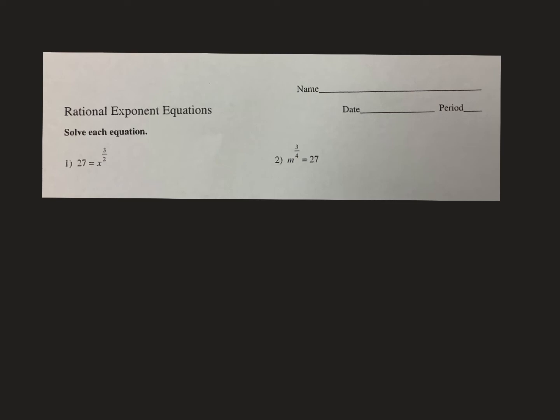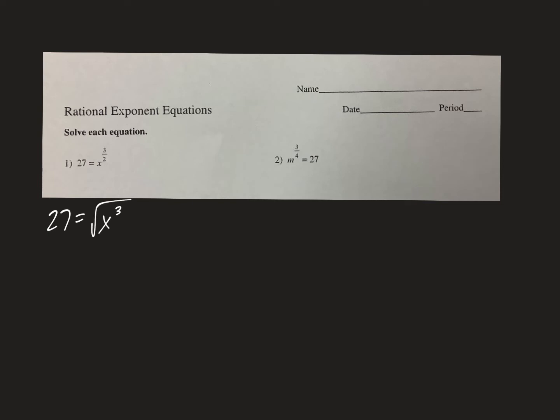Okay guys, today I'm going to show you how to solve equations with rational exponents. So our first example, problem 1, you see 27 is equal to x to the 3 over 2. So we can actually take this and rewrite it as a root. So we're going to take that and we get 27 is equal to x cubed with a square root on it.